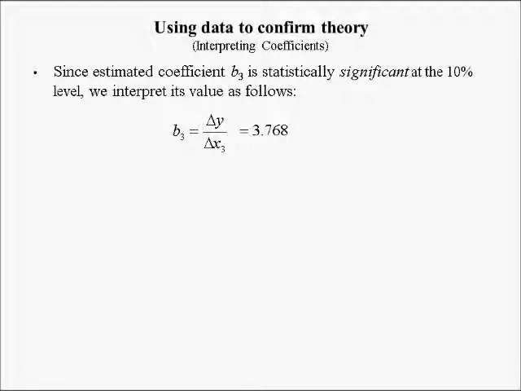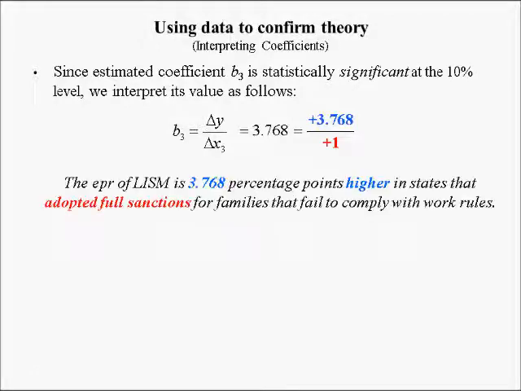Now that's kind of hard to interpret by itself, so what I do is I multiply the numerator by 1, and then I multiply the denominator by 1, or I put the whole thing over 1. Because 3.768 divided by 1 is 3.768. This makes it easier to interpret. So what this means is the employment population ratio of low-income single mothers is 3.768 percentage points higher in states that adopted full sanctions for families that failed to comply with work rules.